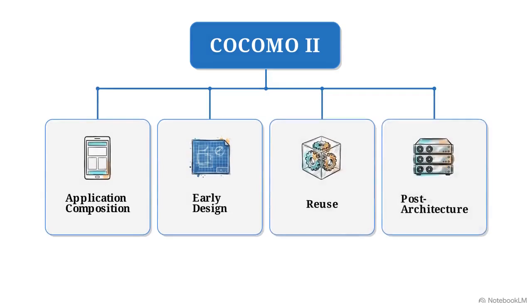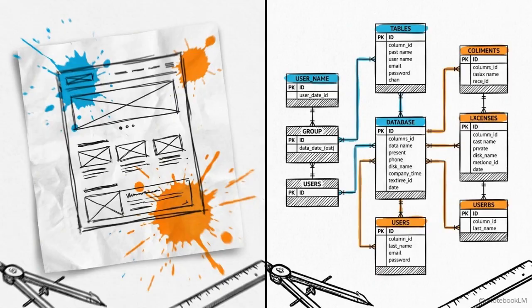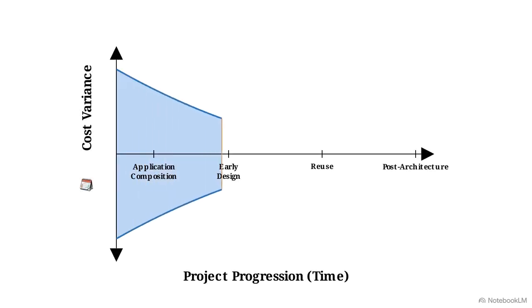COCOMO II is structured as a dynamic suite of 4 distinct submodels. At the start of a project, engineers often lack a defined architecture or explicit requirements. As development progresses, the fidelity of the available data improves. Vagueness resolves into explicit system components. Different levels of data fidelity require entirely different mathematical approaches at each stage of the lifecycle. Estimation accuracy mathematically scales and tightens in direct correlation with the progression of time and data fidelity.